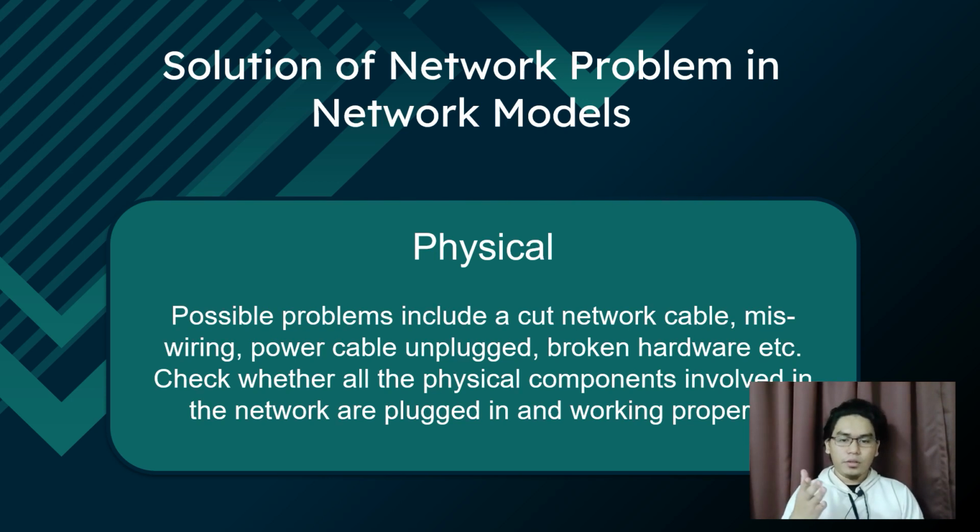Possible problems include a cut network cable or miswiring, a power cable unplugged, or broken hardware, etc. The first step a user must take in troubleshooting a network at the physical layer is to check whether all the physical components involved in the network are plugged in and working properly. Another case, for example, is a wireless network. The common issues that occur are excessive signal attenuation and wireless interference that we must watch out for. Maybe we have Wi-Fi at home, and this is our common problem that we must watch out for.